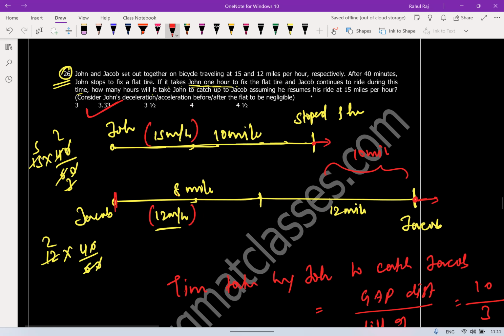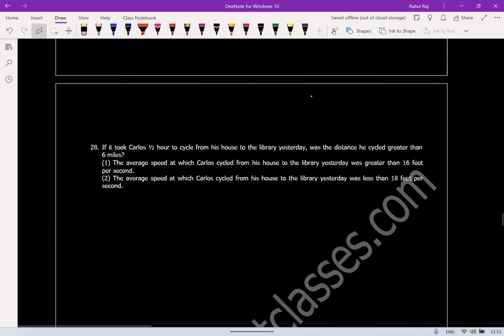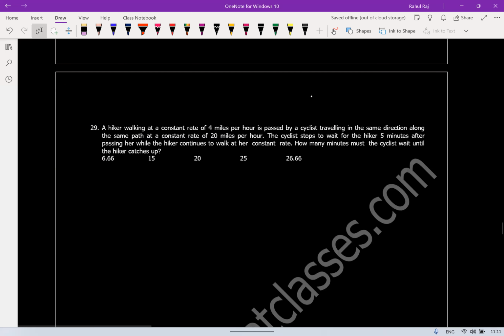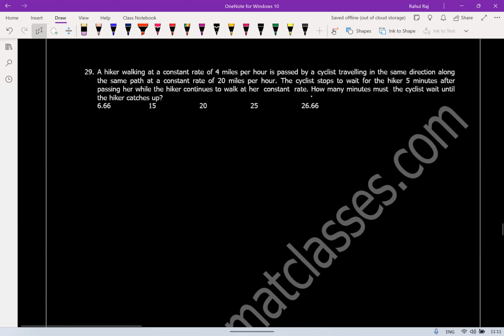Any problem here? So question number 26 and question number 29 are exactly the same but in different wording. Can you please try this?